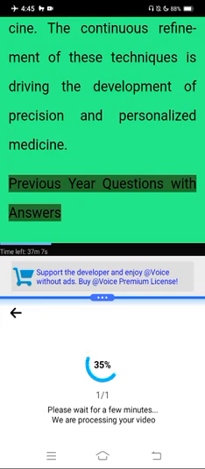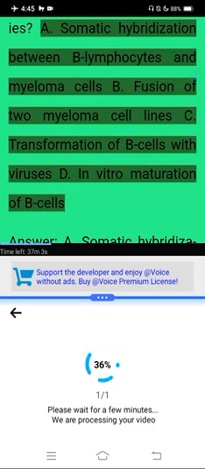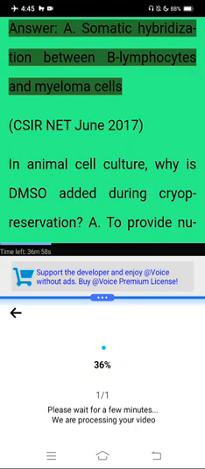Previous year questions with answers. CSIR NET December 2016. Which of the following is the most appropriate method to generate monoclonal antibodies? A, somatic hybridization between B lymphocytes and myeloma cells; B, fusion of two myeloma cell lines; C, transformation of B cells with viruses; D, in vitro maturation of B cells. Answer: A, somatic hybridization between B lymphocytes and myeloma cells.